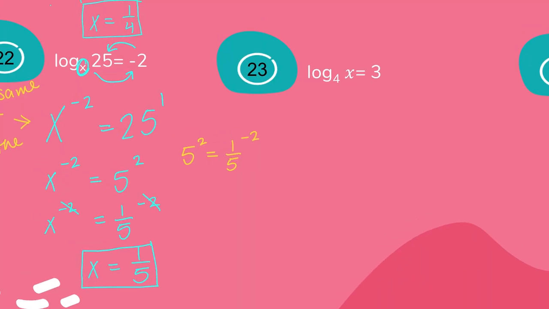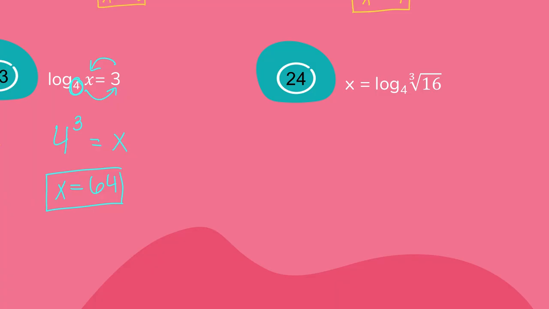All right, looking at 23, I'm not going to rewrite it because it's already written in the same form. I need to go ahead and try and solve for x. So I'm doing what I've been doing: 4 to the power of 3 equals x. Pretty easy. Just solve this one. What's 4 to the power of 3? 4 times 4 is 16. 16 times 4, x is going to be 64. That was a pretty easy one. You just had to solve.